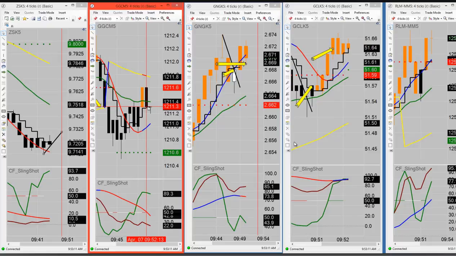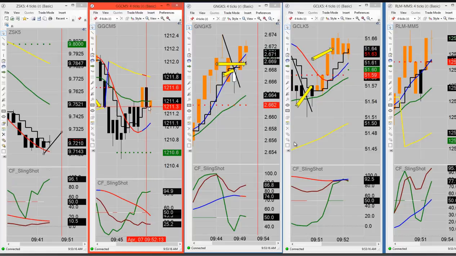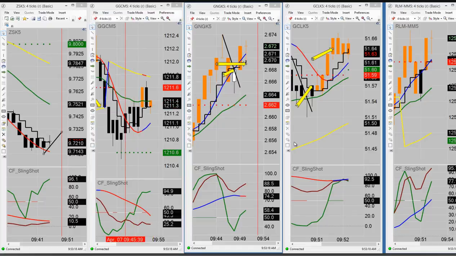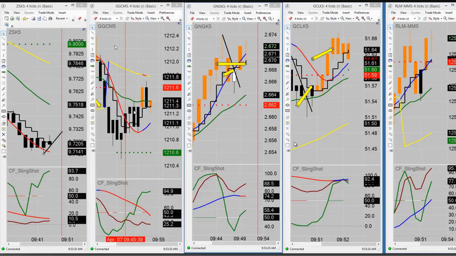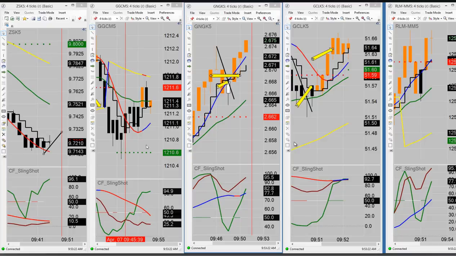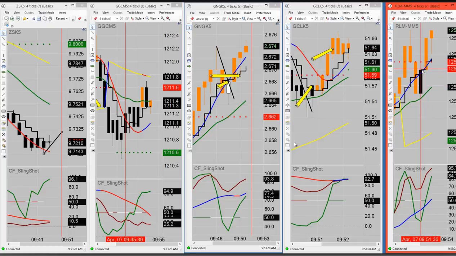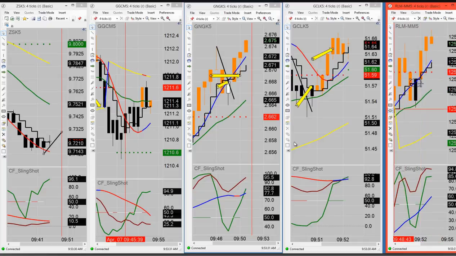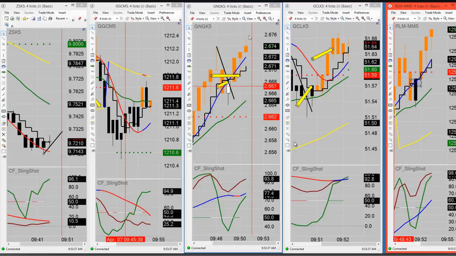This down close right here on the gold is a short trade. Okay, at 11.3. It's kind of odd the way that came together. I'm not really in love with the way it came together, but it is what it is. This up close right here on the Russell was a long trade, but I missed it right there. Okay, and the natural gas is now moving up, continuing to move up.